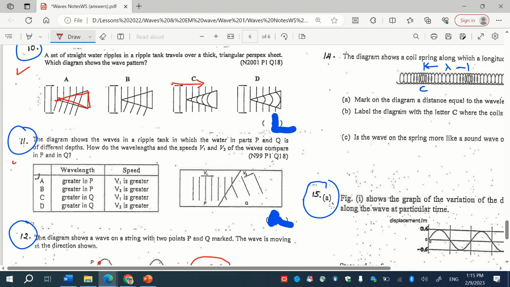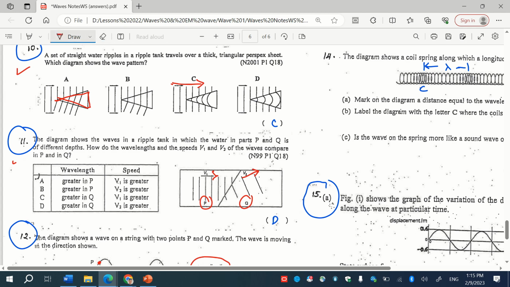Then question 11 also, you have a wave going from this speed V1 to this speed V2, these 2 regions P and Q. You are going to deduce based on the wavelength that you see there which side is deeper, which side is shallower, and then study the answer. You can pause here, get your best answer, then check with mine. So first answer is C. Second answer is D.